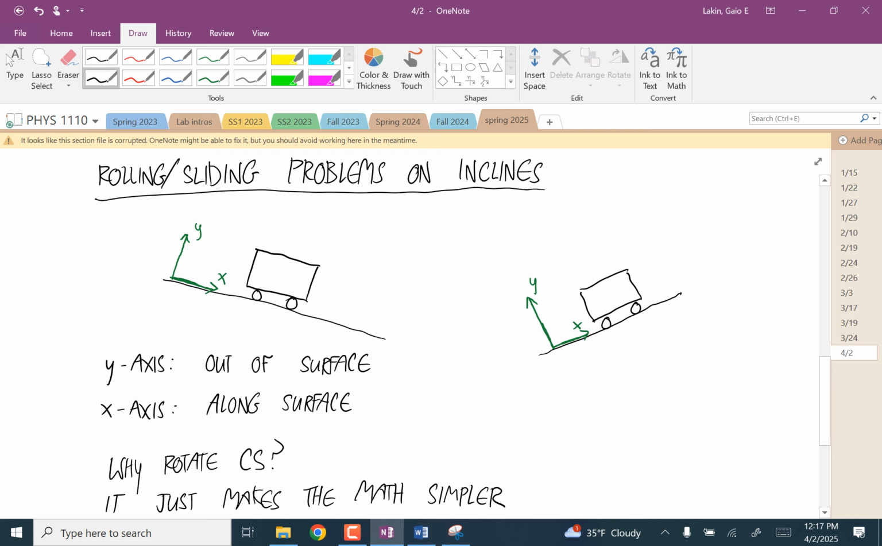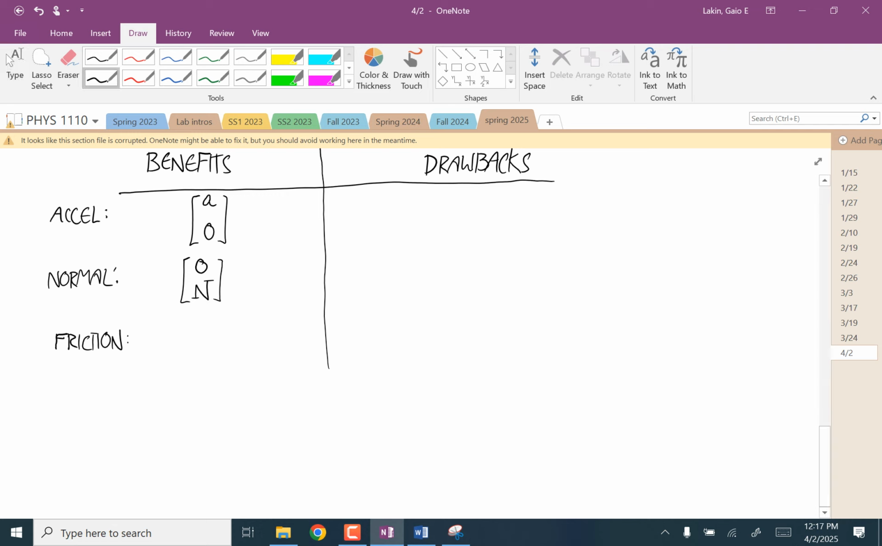If we had the x-axis horizontal like a standard coordinate system, again, we'd have to use cosine and sine to represent the friction force. But with this rotated coordinate system, the friction force is just going to be plus or minus mu times the normal force in the x direction. Okay, so all three of these things are nice and clean with the rotated coordinate system, and they'd be messy in a standard coordinate system.